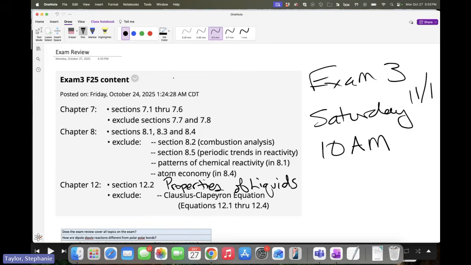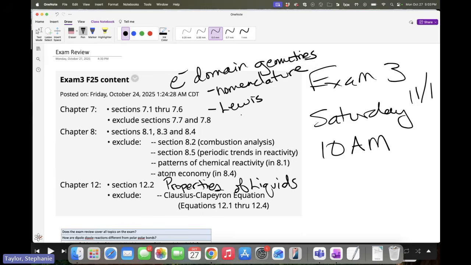Since we can do all of those electron domain geometries, please realize that also means nomenclature can be tested, as well as Lewis structures. We'll do some examples, but one of the tricky parts is that you can absolutely have something where you start from nomenclature, then draw the Lewis structure, and then tell me about the electron domains, the electron domain geometries, or hybridization. All of these things go together really nicely.